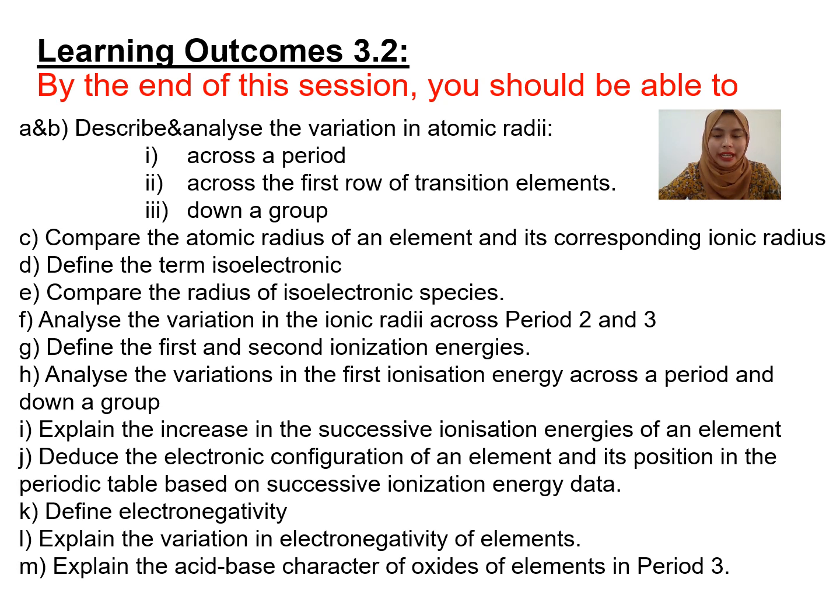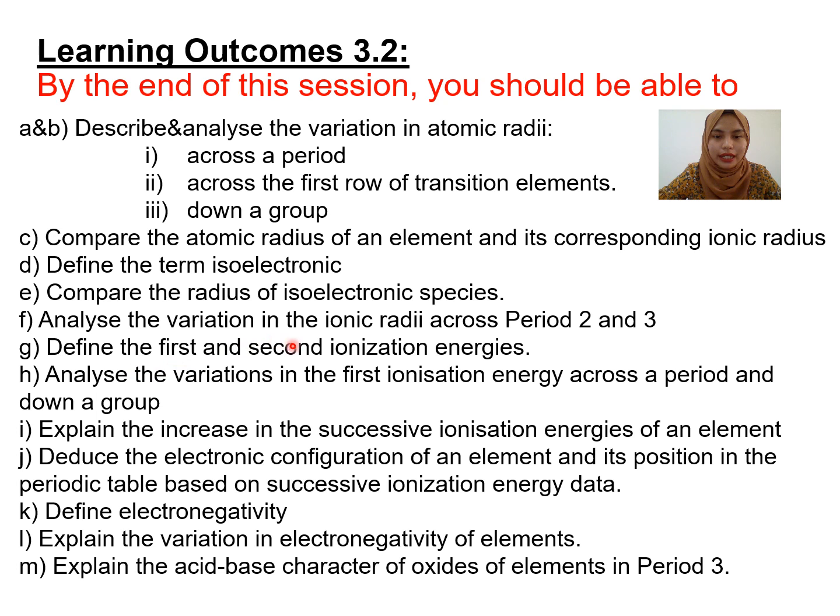So by the end of the lessons, you should know how to describe and analyze the variation in atomic radii across a period, across the first row of transition elements, down a group. Compare the atomic radius of an element and its corresponding ionic radius. Define the term isoelectronic. Compare the radius of isoelectronic species. Analyze the variation in the ionic radii across period 2 and 3.